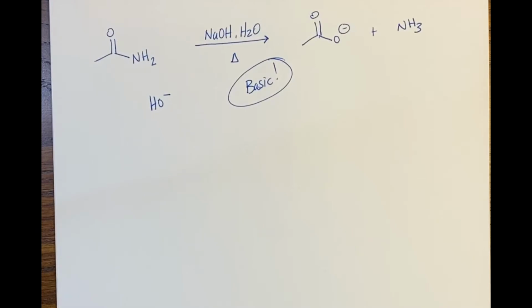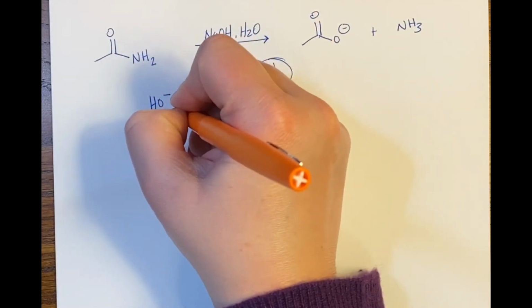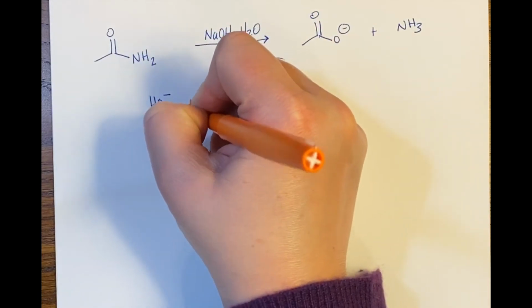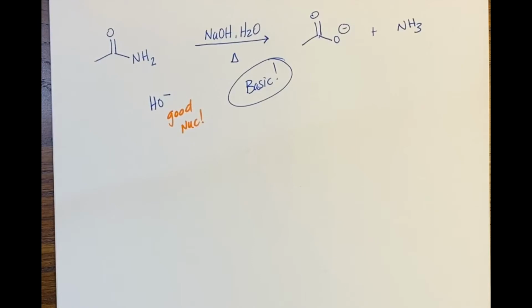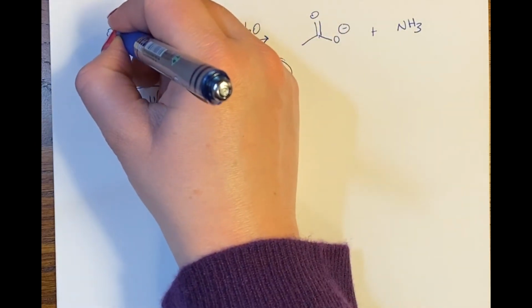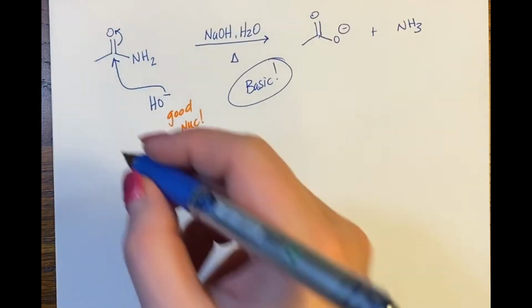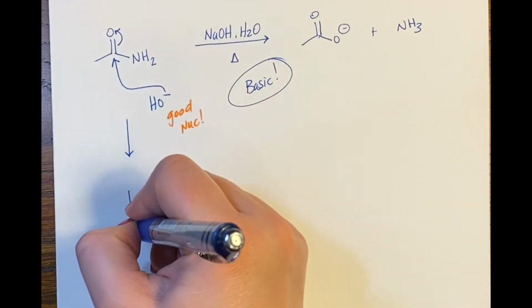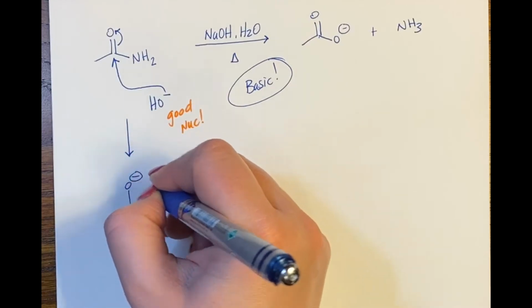Under the conditions of this reaction, that hydroxide ion is a very good nucleophile. That means that that hydroxide ion is capable of directly attacking that amide. So it's going to donate electron density towards the carbon of the carbonyl, kick the electrons up to the oxygen, and that's going to give me a tetrahedral intermediate.